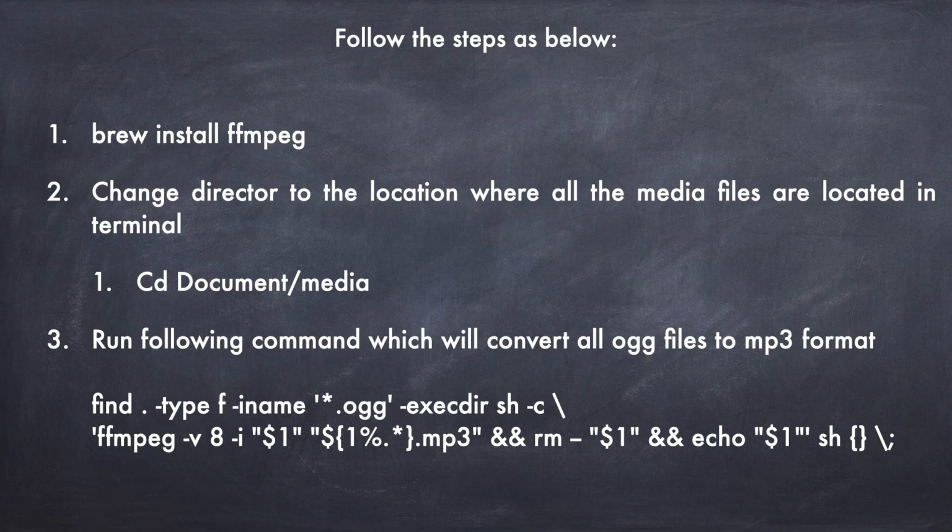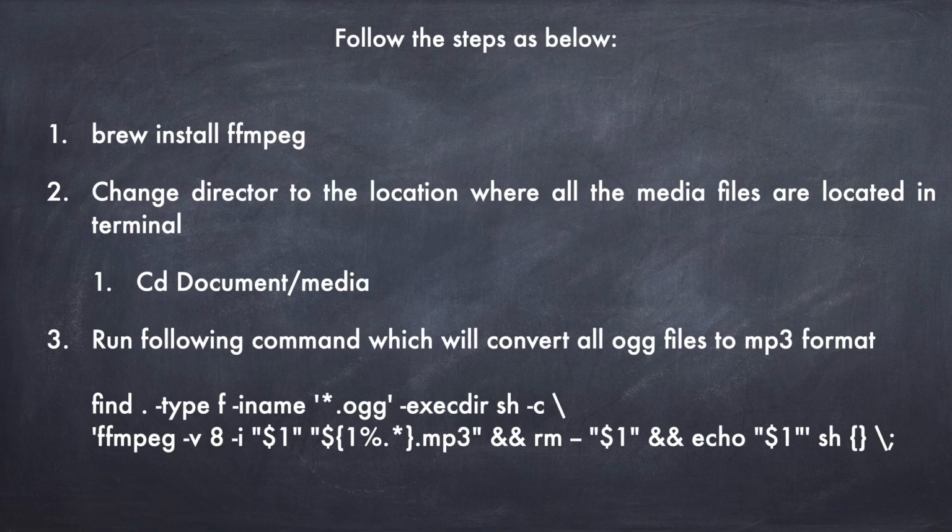For that we need ffmpeg. This is just a media decoder codec. We can install it using brew install ffmpeg if it is not already there. Then go to the directory where all the OGG files are located using terminal, and from there you can execute this command.